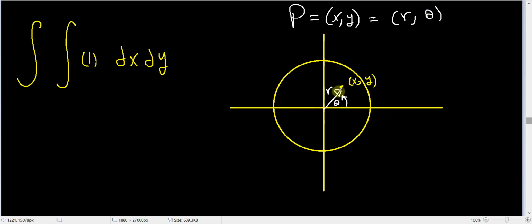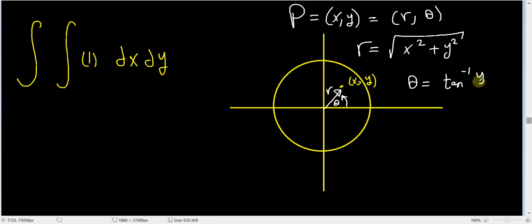Now this r is clearly the length of this segment, so r is really equal to the square root of x squared plus y squared. So this is the relation between r and x and y. Similarly, theta right here is really equal to tan minus 1 of y over x, or tan theta is equal to y over x. So those are our transformation equations and we want to transform our integral in this new space.